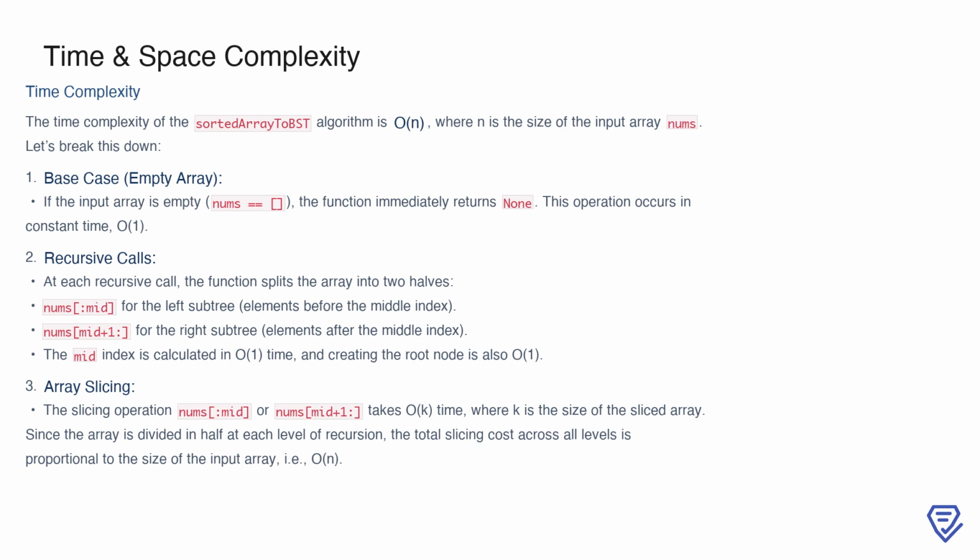Next, we have the recursive calls. At each step, the function identifies the middle element of the array and splits it into two halves, one for the left subtree and the other for the right subtree. Calculating the middle index and creating the root node both occur in O(1) time. However, the slicing operations, such as nums[:mid] and nums[mid+1:], take time proportional to the size of the sliced array. Since the array is divided in half at each level of recursion, the total cost of slicing across all levels is proportional to the size of the input array, or O(n).